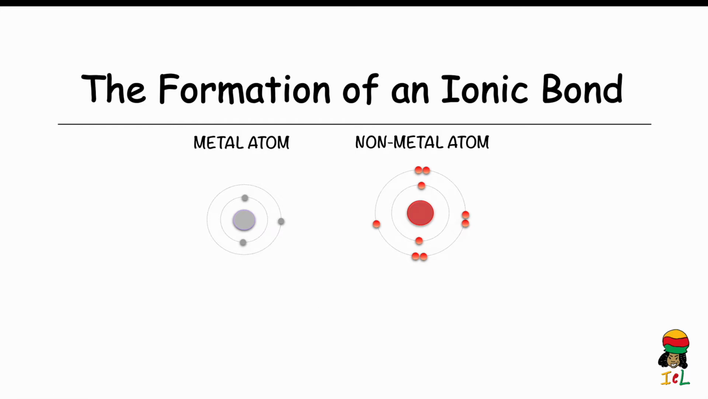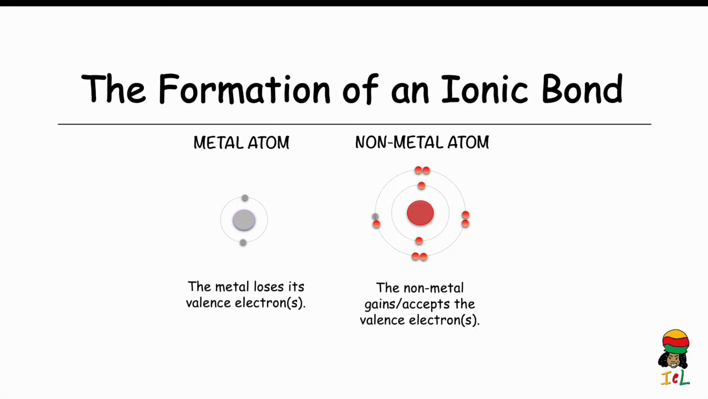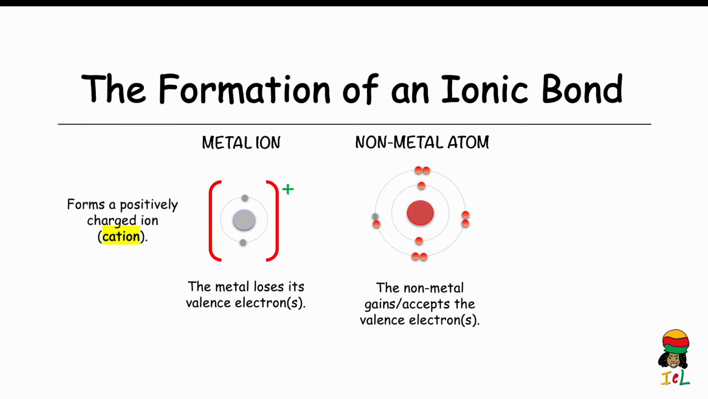An ionic bond starts with the metal atom losing or donating its valence or outer shell electron or electrons to a nonmetal atom. The nonmetal atom accepts the electron onto its outer shell. When the metal atom loses its valence electron or electrons, it is no longer an atom but an ion. An atom that loses electrons forms a positively charged ion called a cation.